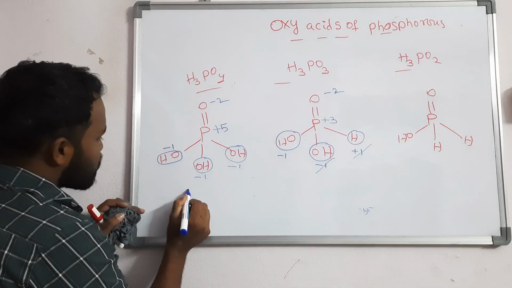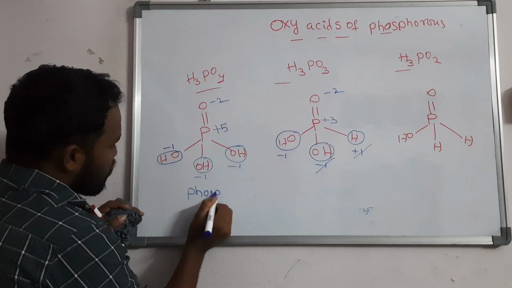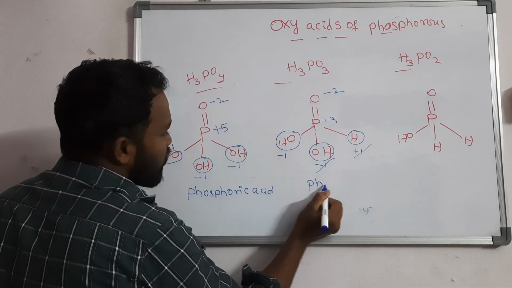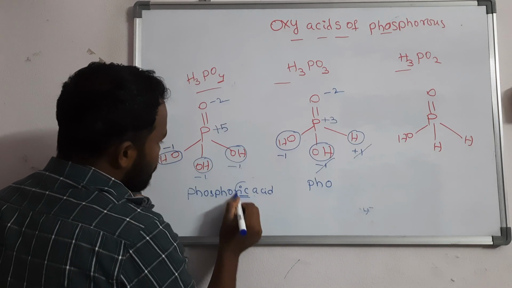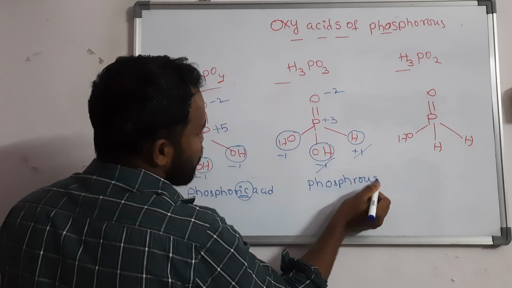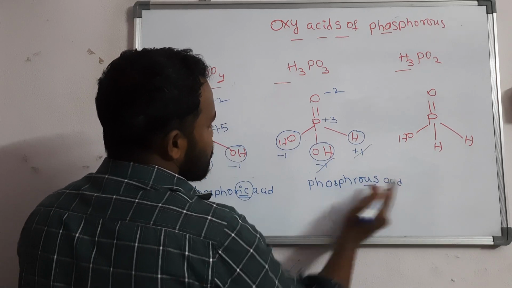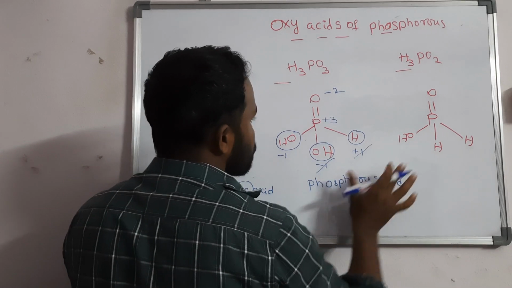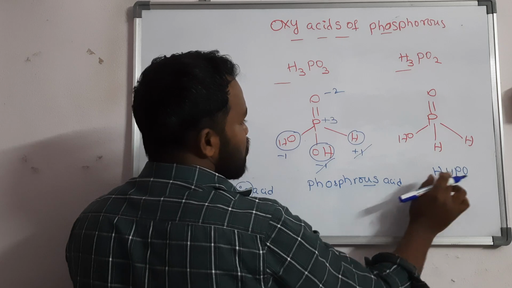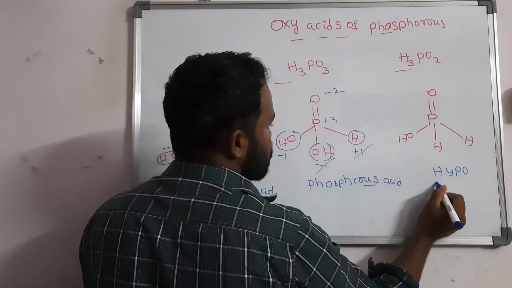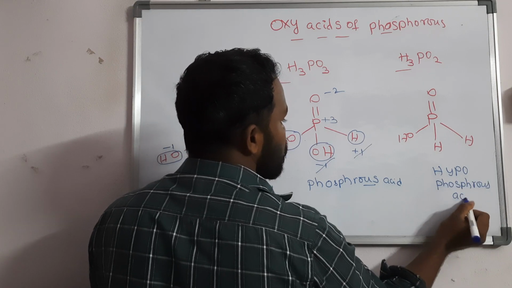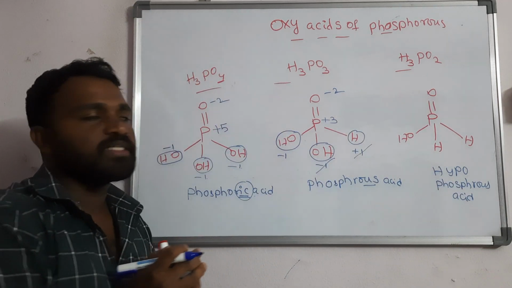So the name of this is phosphoric acid. The name of this is phosphorous acid. This is the ic acid and this is the ous acid. Then this is hypophosphorous acid. From phosphorous acid, we are removing one more hydrogen, so it is just hypophosphorous acid. So what is the oxidation state of this?